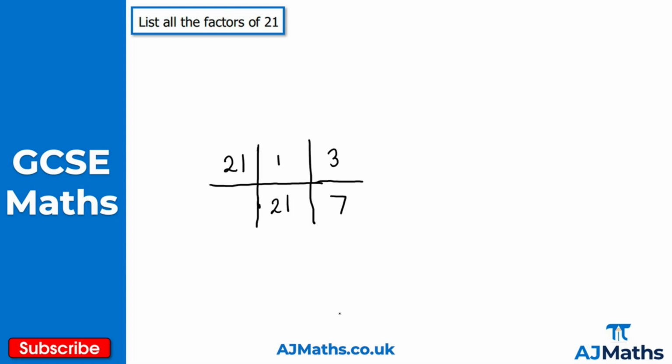If I keep going along here, well, I can't divide 21 by 4. I can't divide 21 by 5. I can't divide 21 by 6. I can divide 21 by 7, but what we notice here is we just repeat this factor pair here. So what we've done here is we found all the factors of 21. If we write those underneath, this is for the factors of 21. What we get here is 1, 3, 7, and 21. And there we have it. So that's our solution to question 2.